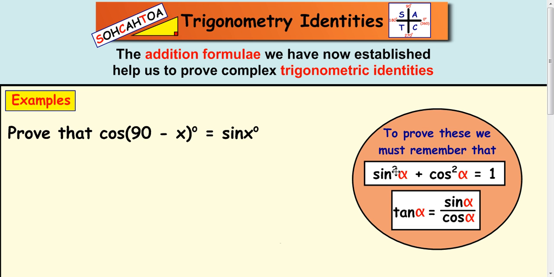We also have to remember that the top formula here can be rearranged to sine squared alpha equals 1 minus cos squared alpha, and also cos squared alpha is equal to 1 minus sine squared alpha.